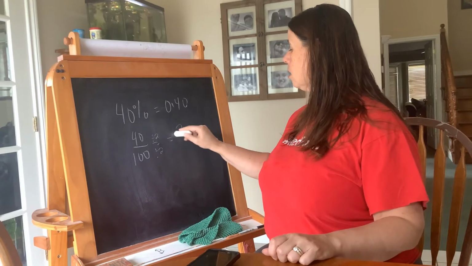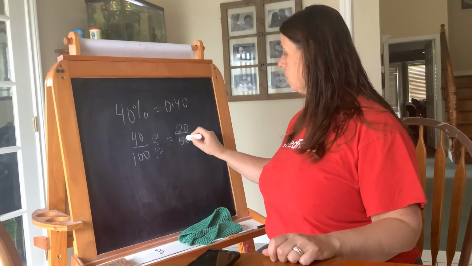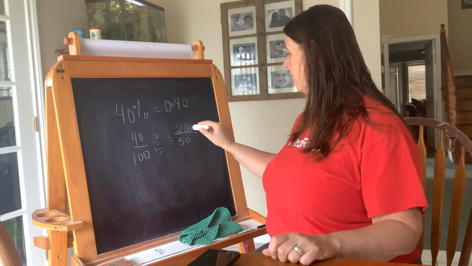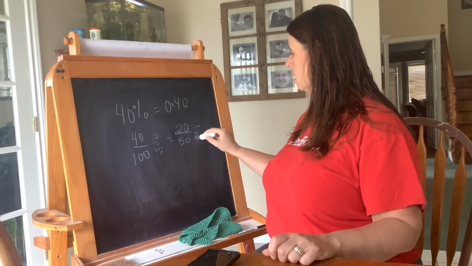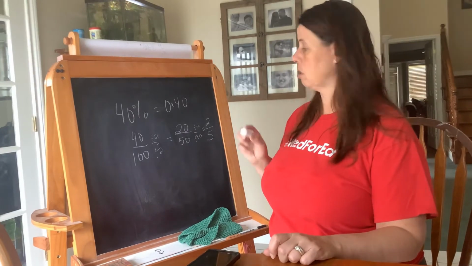And we get 20 over 50, right? Well, I can see that I can go lower again. So I'm going to divide them both by 10 again. And I get 2/5. And that is lowest terms.